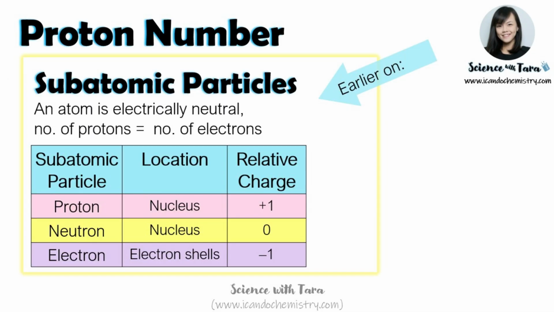Earlier on in section 2, we mentioned that an atom should have an overall charge of 0. In other words, atoms are electrically neutral. Therefore, in a neutral atom, the number of protons equals the number of electrons. This means the positive charges and the negative charges are the same and will cancel each other out to give a net charge of 0.